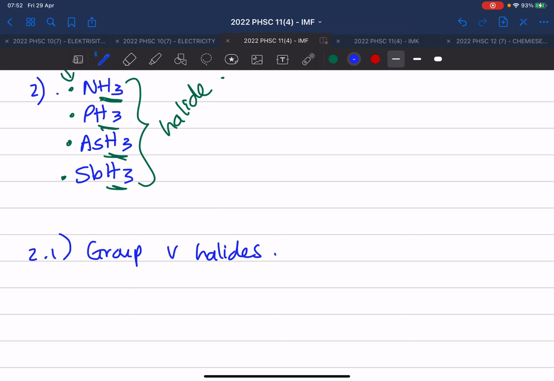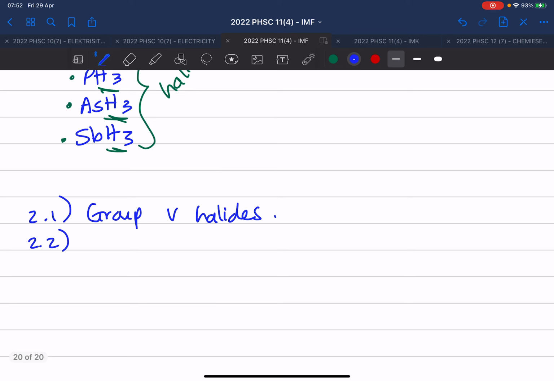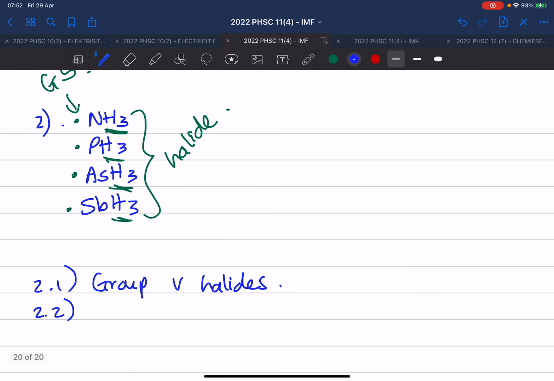Okay, next one, question 2.2. They ask, which one of the line graphs, A or B, represents the substance's melting points? Princess, what did you say? Which one is their melting points? Because you have two lines. You have a line going like that, and you have a line going on that. That is called A, that is called B. Which one is the melting points?